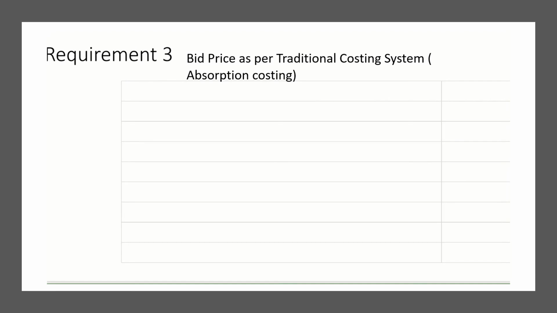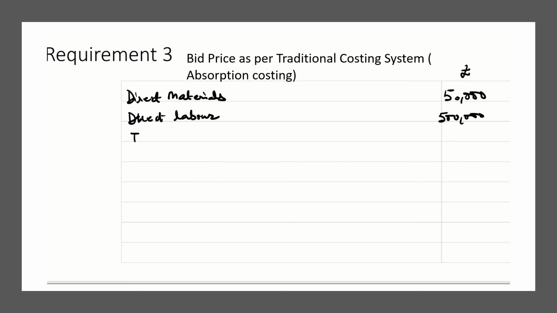In requirement 3, all we have to do is find out the total cost as per the traditional costing system. This is simple. The direct material and direct labor remain the same. I'm posting directly from the previous requirement. Figures are in pounds. So we have 50,000. Direct labor was 500,000 pounds.